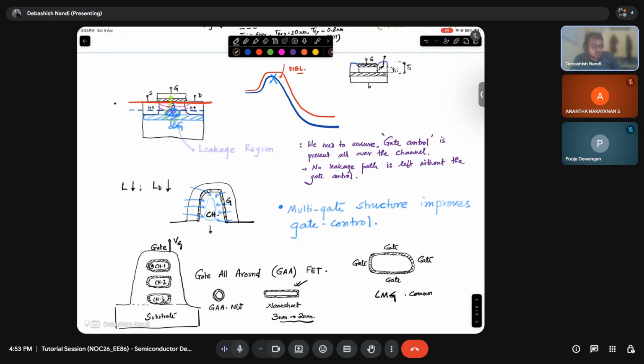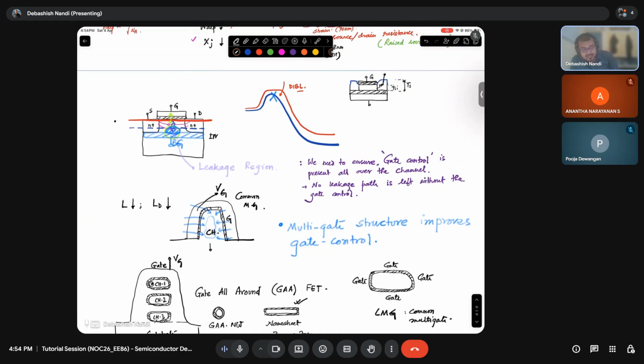common multi-gate. FinFET is also common multi-gate. SOI is IMG, independent multi-gate, because this is another two separate terminals. Okay.